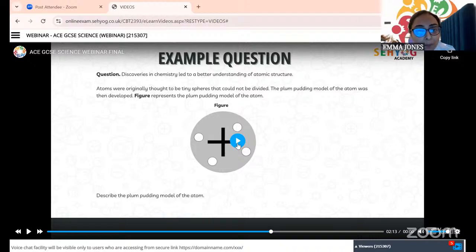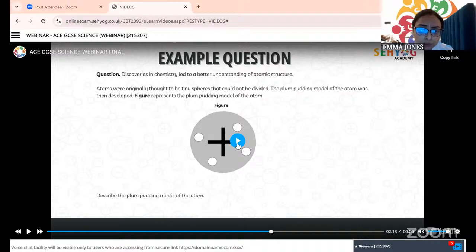Okay. Here in the plum pudding model, the description is asked, and the figure is already given to us, right? So we have to see how AQA wants us to answer this, and this question carries 2 marks. We have to look into how many marks each question carries, and how to get the total marks for each question, right?